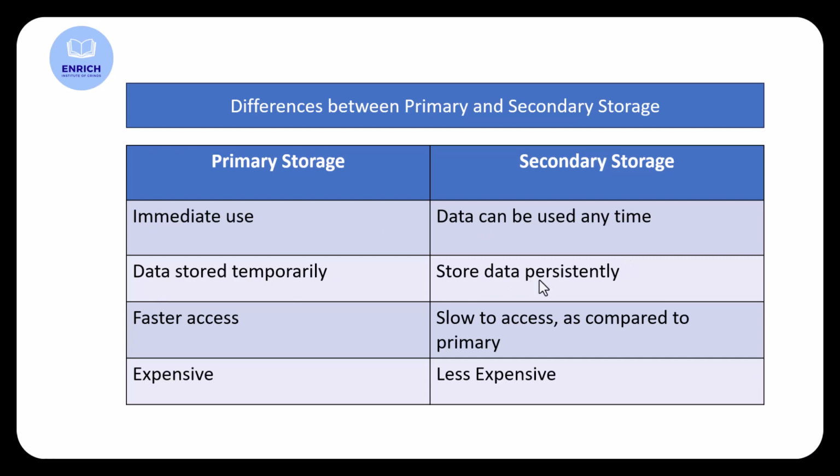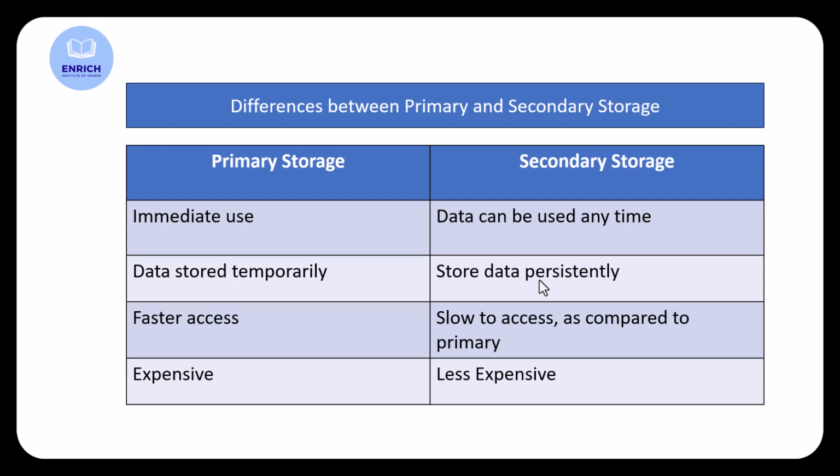So if you're working on some document and you haven't saved it, the data is there in the RAM. So once you close it, it's gone. Okay, but the application will ask you whether you want to save it or not. That is a different case altogether. But otherwise, it is gone. But for the secondary storage, the data is stored persistently. If you have a document in the system, it is stored forever.